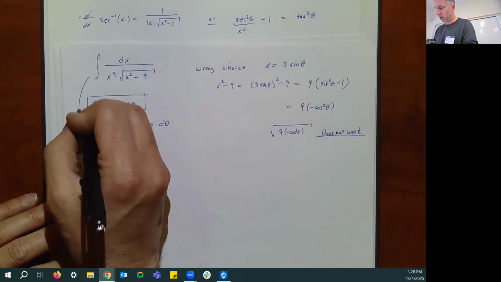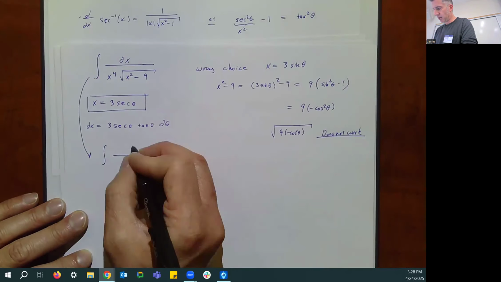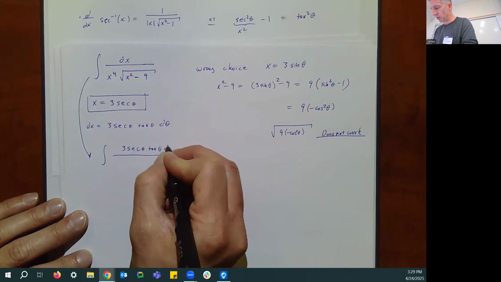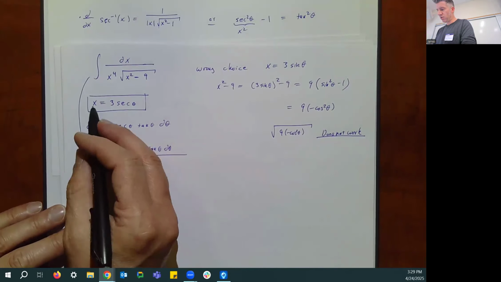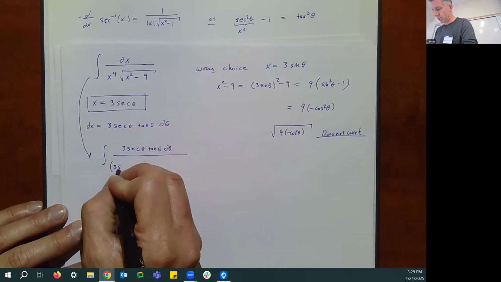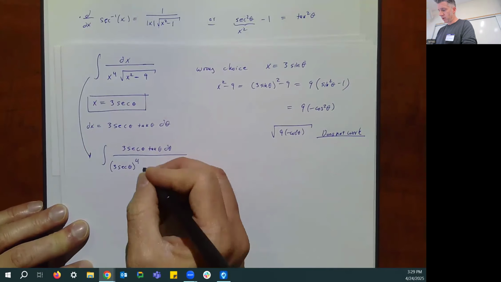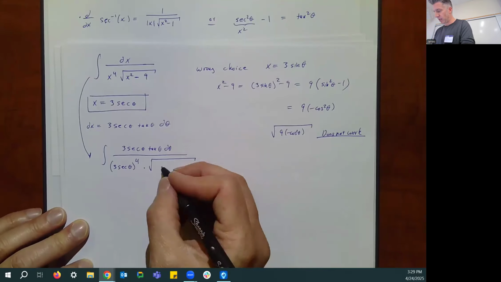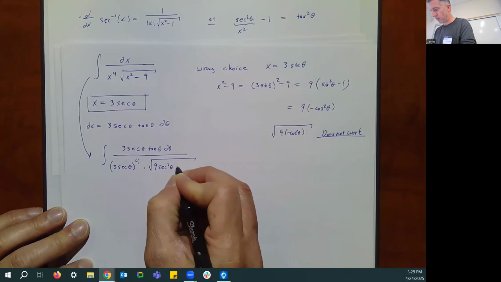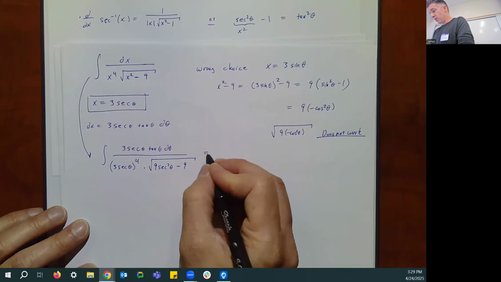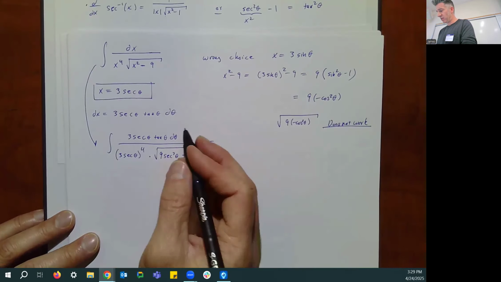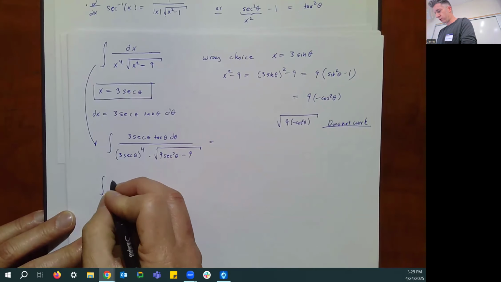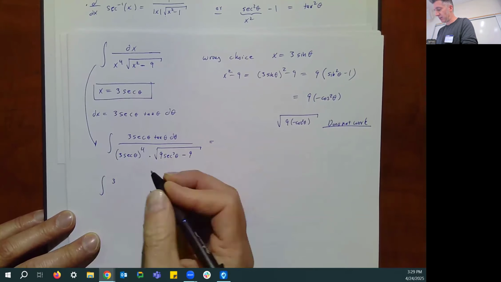So our integral is going to become 3 secant theta tangent theta d theta over x to the fourth, which is (3 secant theta) to the fourth power, times the square root of, instead of writing (3 secant theta) squared, I'm going to write 9 secant squared theta minus 9. We start simplifying. You can cancel one of the secants already. So I have the integral of, sure, 3 times, I suppose I could have canceled the 3 as well.